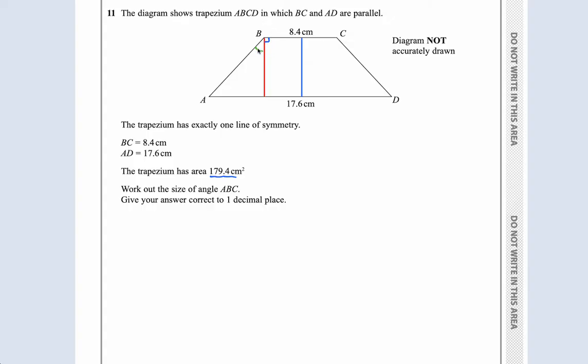Okay, to find that angle, I need a few things. Let me just think about this. Okay, I need lengths. I need this length and I need this length, or this one. I don't think there's a way I can find this one without finding these two first. So let's just get this length and this length.